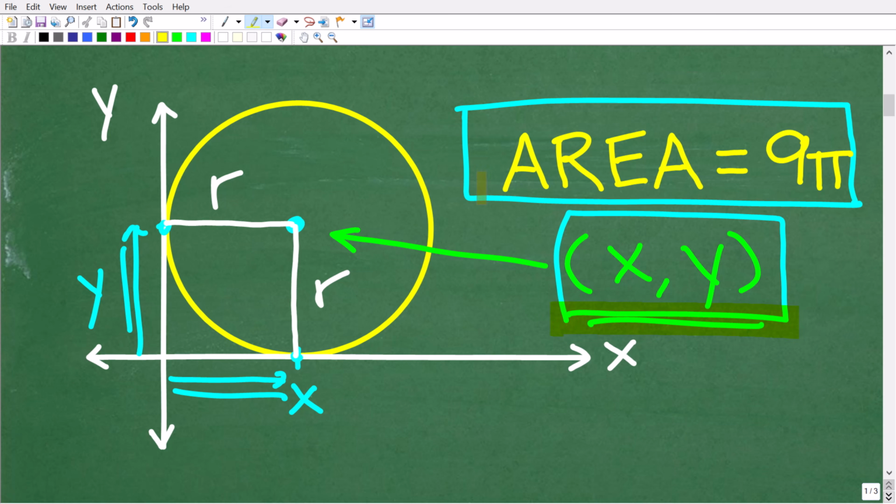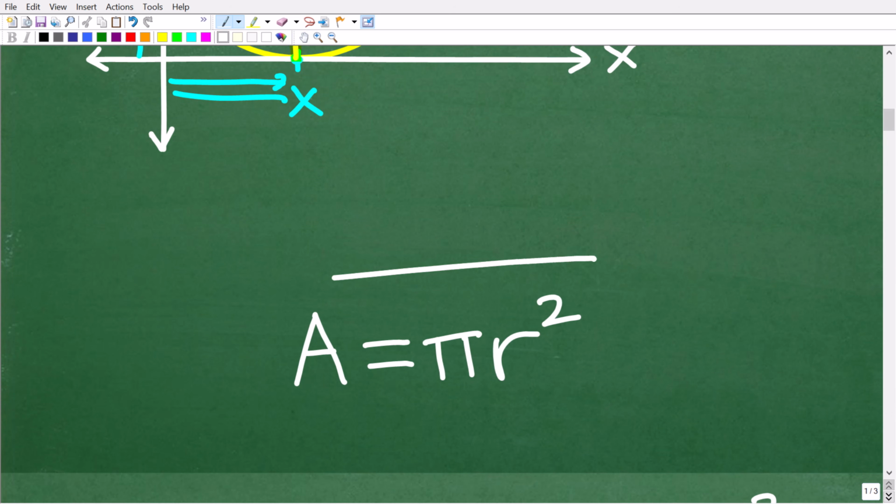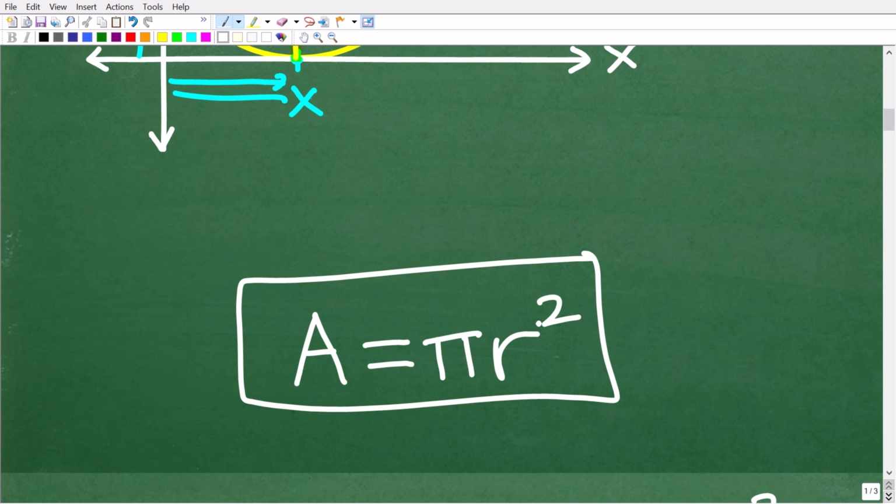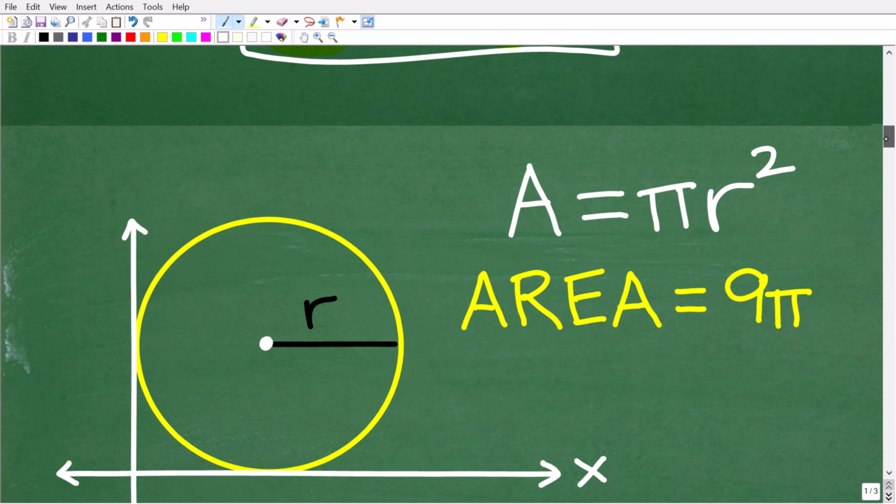We know that the area of the circle is 9 pi. If we can use this information to find the radius, we're going to be able to solve this problem. To find the radius of this circle given its area, we need to know the formula for the area of a circle. Let's take a look at that right now. The area of a circle is defined as pi r squared, where r is the radius. This is what we're looking for: we're looking for the radius and we're given the area. Now we can use some simple algebra to figure out what the radius of this circle is.